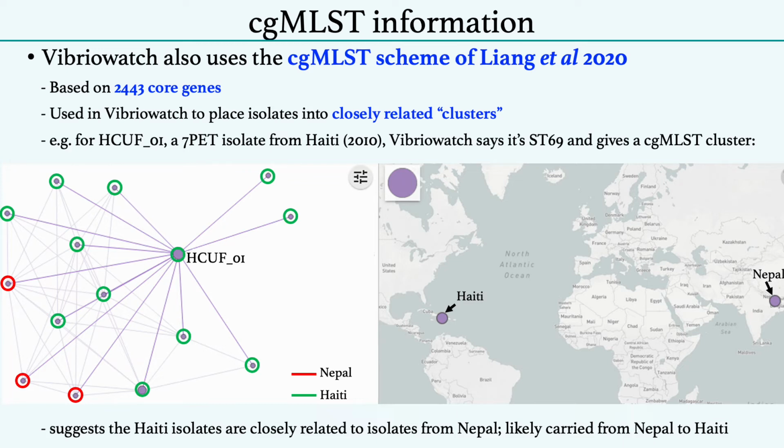This shows that HCUF01 is closely related to other isolates from Haiti, shown with green circles, but is also closely related to some other isolates from Nepal, shown with red circles. This suggests that isolates from Haiti are closely related to isolates from Nepal. This agrees with analyses that have been published on the origin of the Haiti epidemic in 2010, which led to the hypothesis that Vibrio cholerae was carried from Nepal to Haiti.